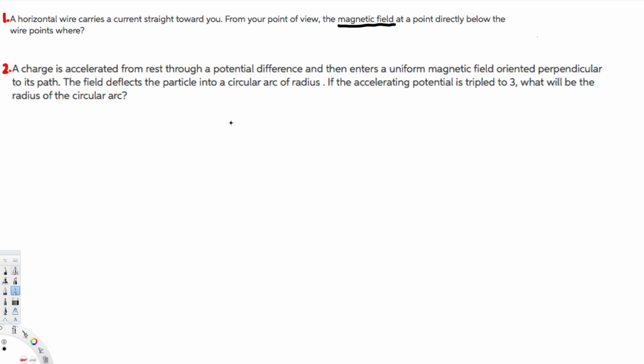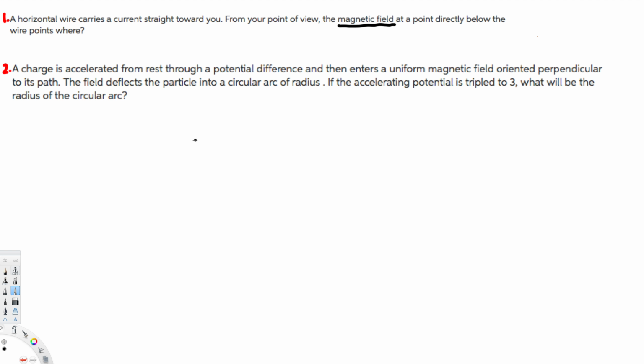So here what we have to do is take our right hand and point all our fingers toward the direction of the current. And if it's toward you, you point all your fingers toward you and you curl them. The direction the fingers curl is going to be the direction of the magnetic field.